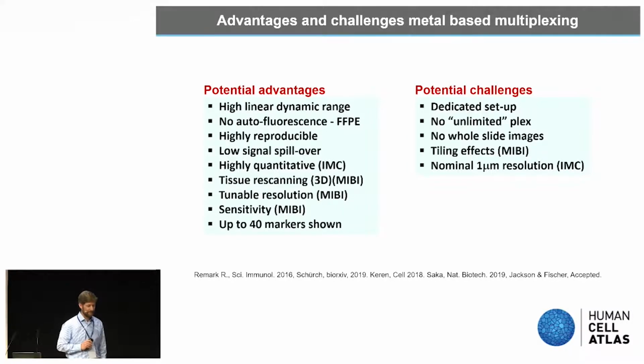What are the challenges? First, you need a dedicated setup. You cannot just walk to a machine that you likely already have in your lab. There's not even theoretically an unlimited plex possible because we're limited to the isotopes that are used. At the moment, it's not possible to do whole slide imaging because the speed is too slow for those methods. And also, there are so-called tiling effects in MIBI. And for imaging mass cytometry, we have a nominal resolution of 1 micrometer that, at least with the system we're using now, we cannot tune easily. And this resolution, for some questions, if you want to look at organelles, is simply not high enough.